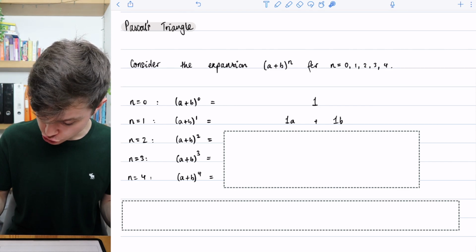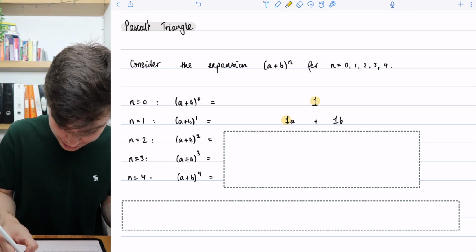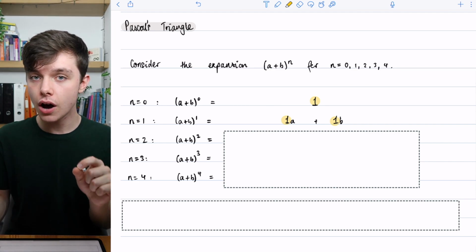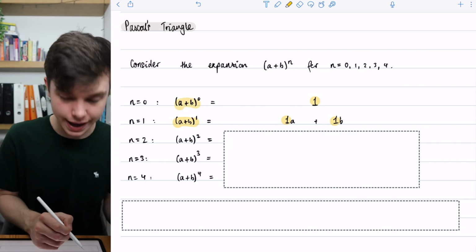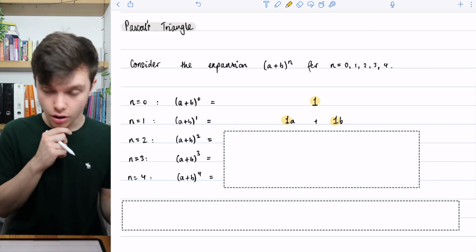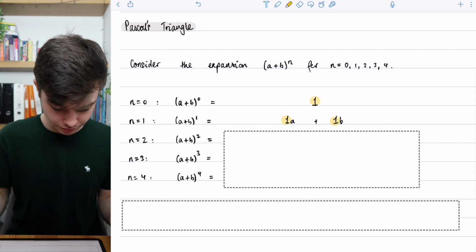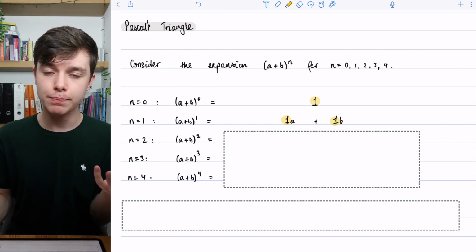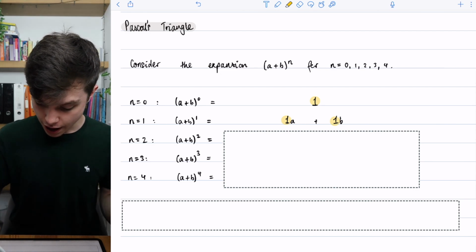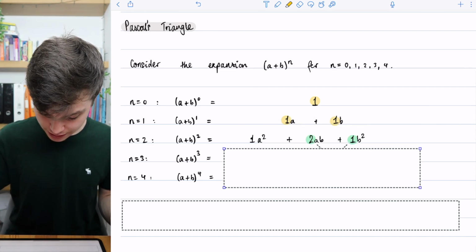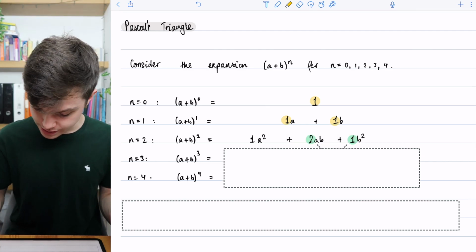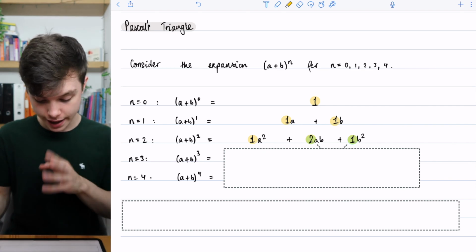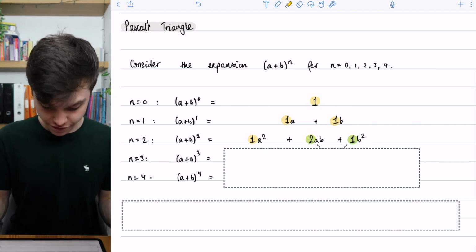Now, as I go down, I am going to highlight these values. Those are the coefficients of the expansion of these brackets, basically the numbers. When n is 2, we have a plus b squared. That's just a plus b multiplied by a plus b. And hopefully by now we know exactly what that is without doing any working out. You can see we have a squared plus 2ab plus b squared. Again, highlighting the coefficients.